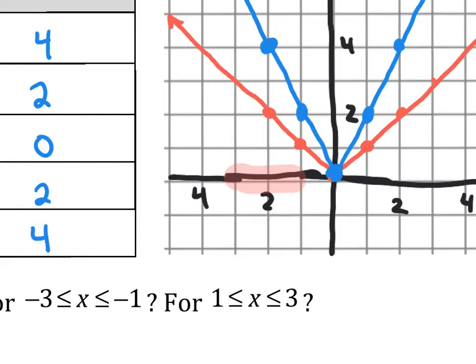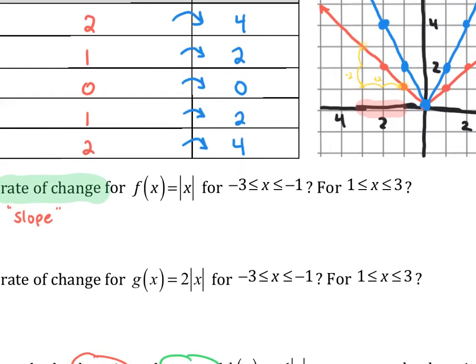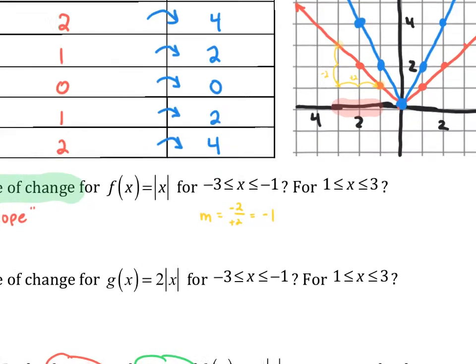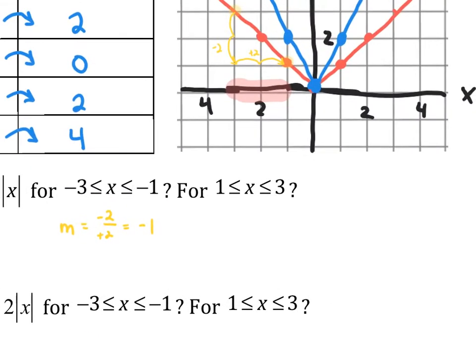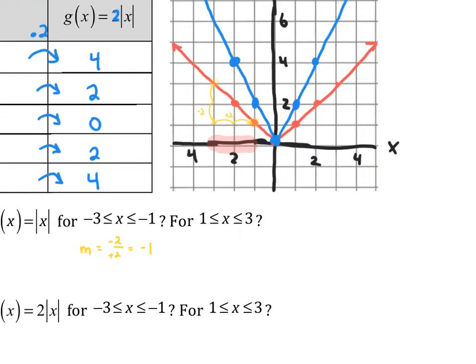So if we are considering this point right here to this point right here. So let's just count it off. We go down 1, down 2, so that's -2, and then right 1, right 2, so that's a +2. So counting that off, the slope here, or my rate of change, is down 2, right 2, and that simplifies to -1.